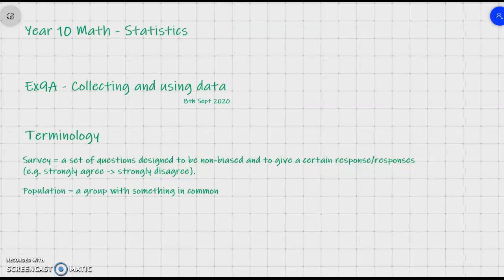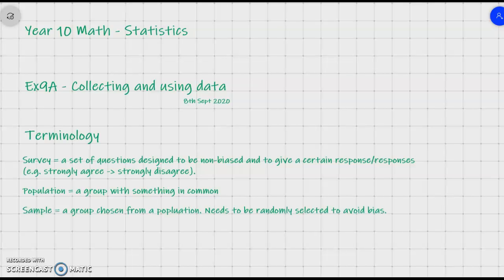Second piece of terminology is population. Now, this is a group that have something in common, and it's usually the group you're targeting. It doesn't have to be human. It could be, how many brown chickens are in a chicken coop, for example.